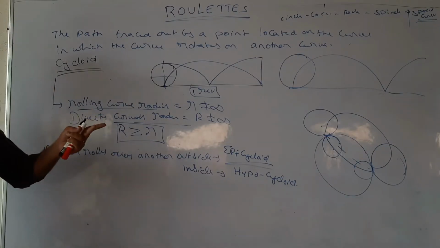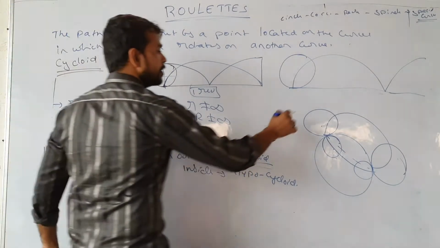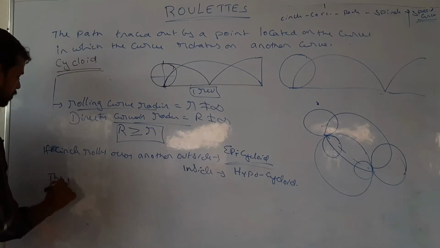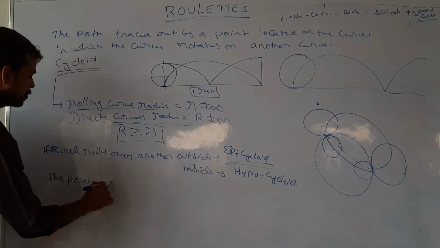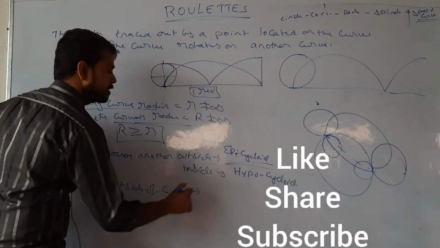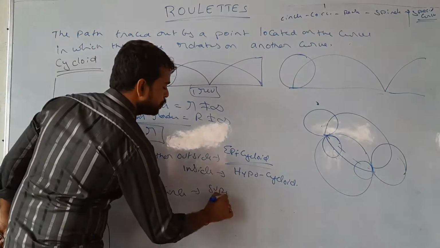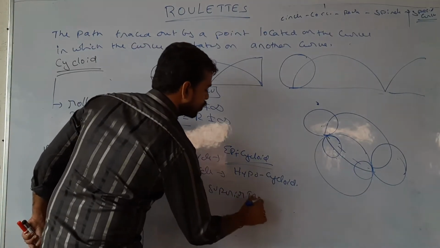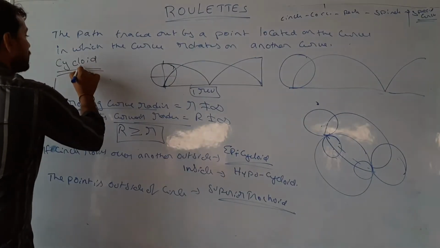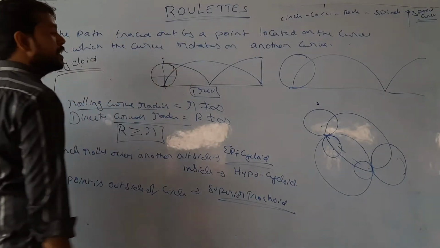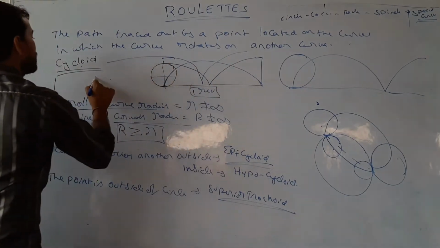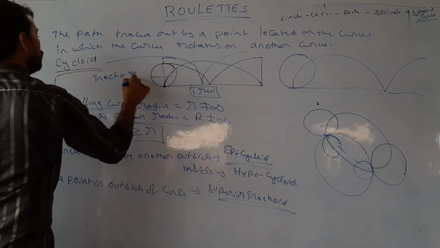There is another condition also. The point is outside of the circle. Then what will you get? Superior trochoid. That means if a point is located outside of the circle, then it will follow like this. This is called a trochoid. I will let you know after some time.